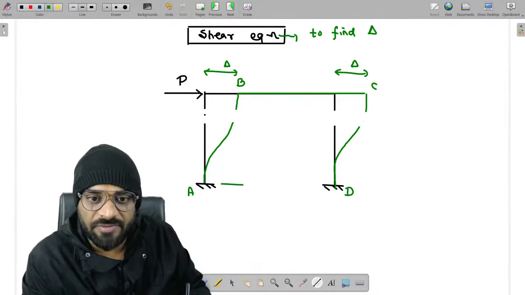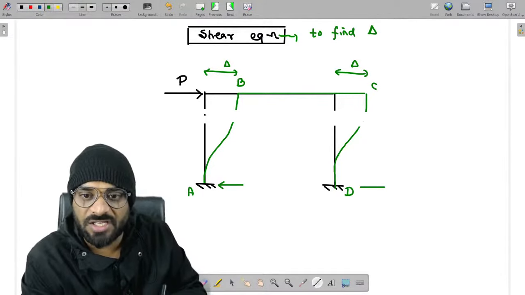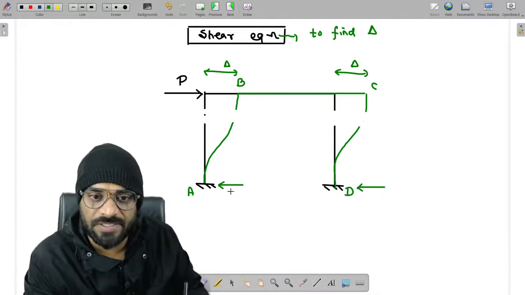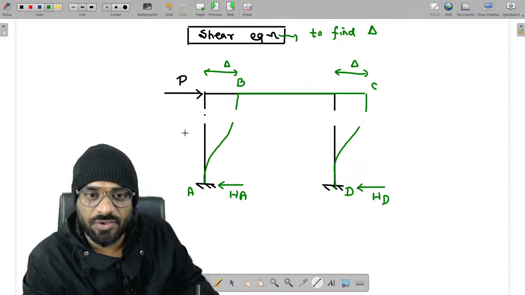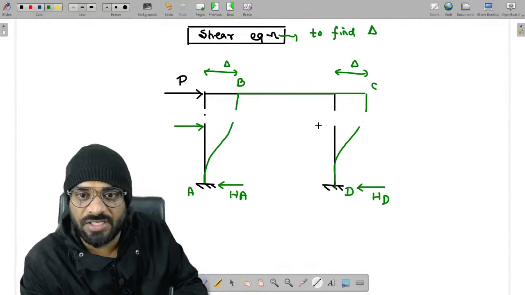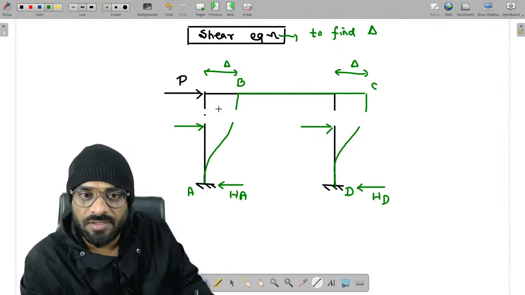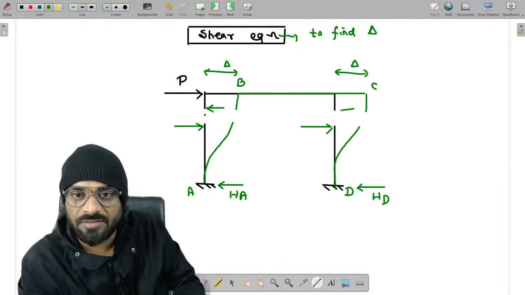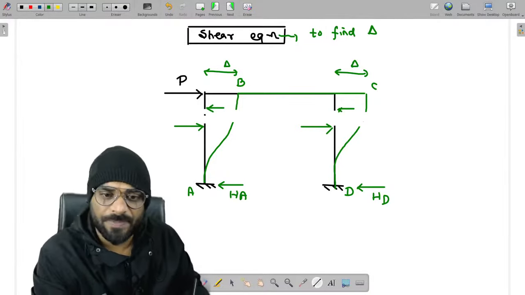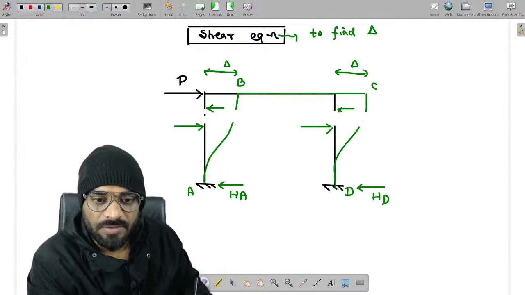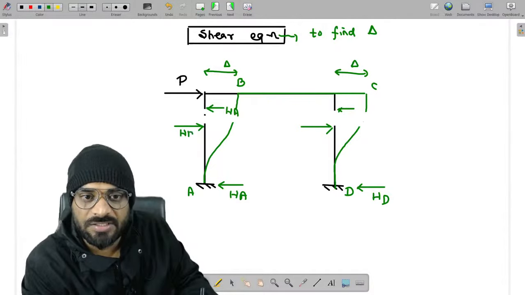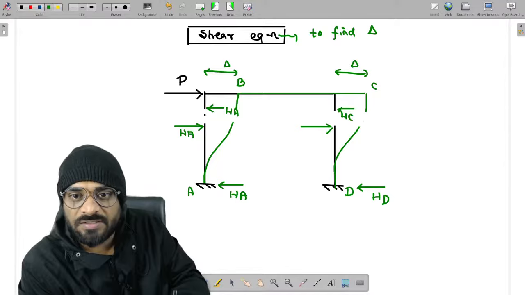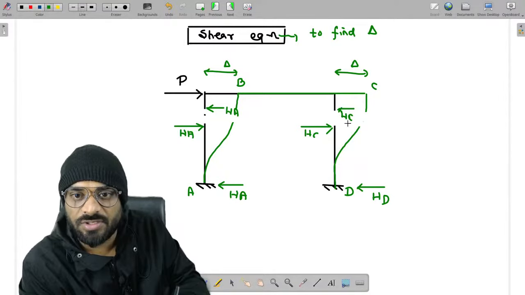So, definitely we will have certain horizontal reactions at the supports. Let us consider that this is HA and this is HD. So in this direction, you have to write HA and HD. Getting a point, right? So this is HA, and this is HD.